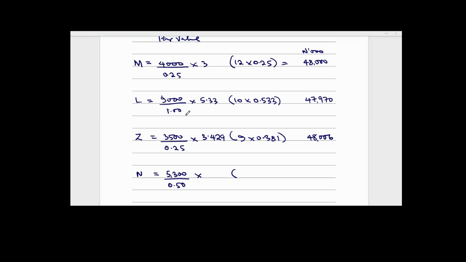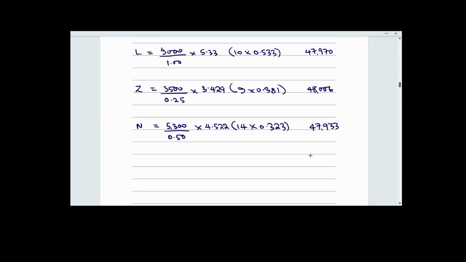That's 0.323. All right. 14 multiplied by 0.323. So let's multiply. 0.323 multiplied by 14 equals 4.522. Here is 4.522 multiplied by 10,600. That's 47,933. So we are done.